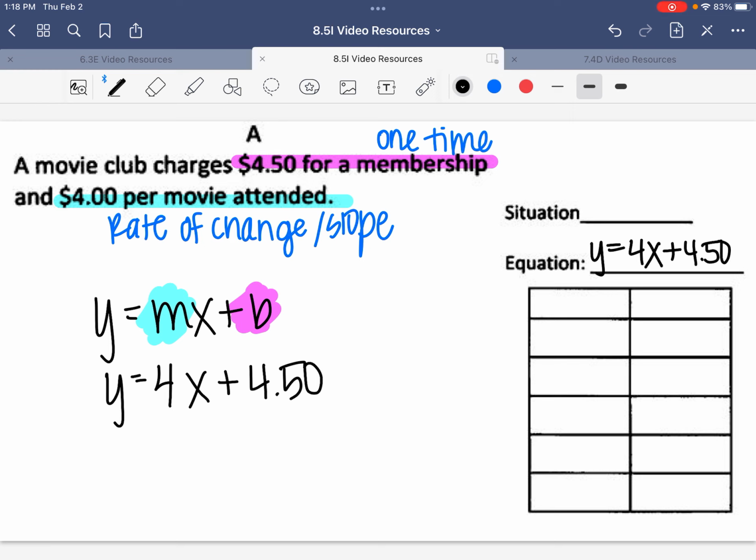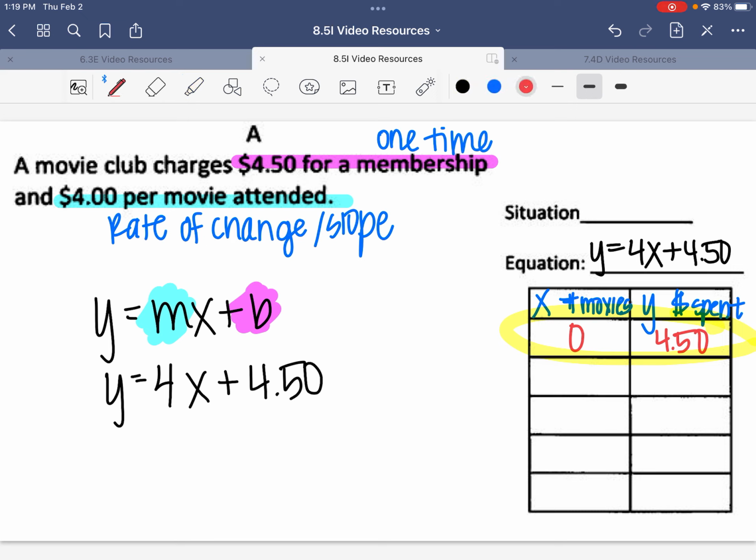And we want to represent that with a table. So I'm going to label my table x and y, where x is the number of movies and y is the money spent. If I have purchased 0 movies, I don't have to pay any of those $4 per movie yet. I still have to pay that $4.50 membership fee, which is this point itself, when x is 0, remember that's our y-intercept, and that matches the equation that we wrote.